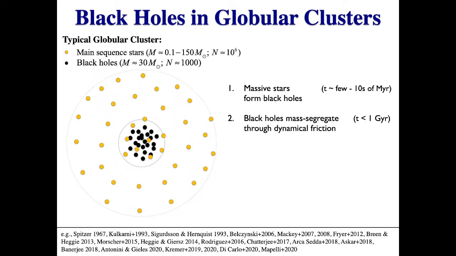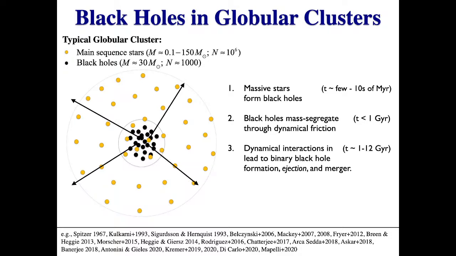And very quickly after formation, the black holes are going to sink to the center of their host. This is a natural consequence of dynamical friction, which is operating in any sufficiently dense stellar environment, whether it's a globular cluster or a nuclear star cluster, et cetera. The timescale for this dynamical friction, this mass segregation, is sensitive to the density of the environment. Dense objects like globular clusters have mass segregation timescales of a few 100 million years. So on the timescale of the life of a cluster, 10 billion years or more, this mass segregation occurs pretty quickly.